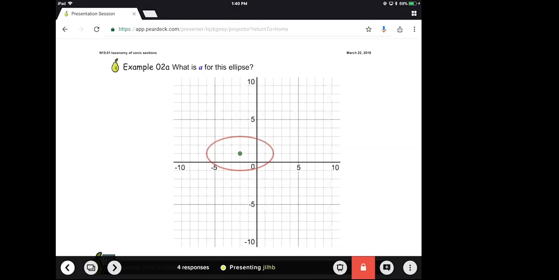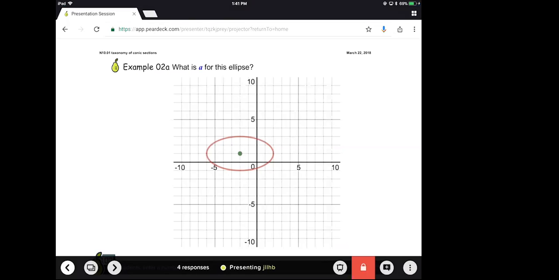So, and then for B, we take half of the other axis. Okay. And is the value of B half of the minor axis? Yes. It is entirely an accident that B happens to be half of A in this one. That's not always necessary. But B is half of the short axis, and A is half of the long axis.